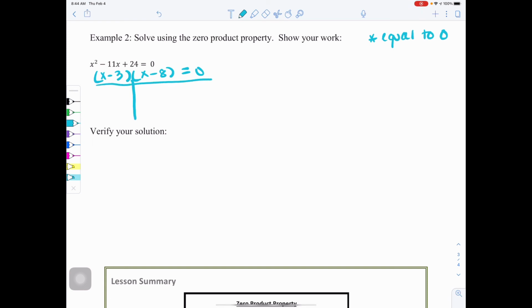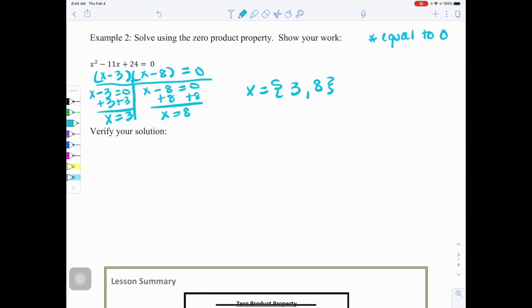We are then going to T time. We're going to split it up into the two factors. So we have x minus 3 equal to 0. If that part is 0, the whole entire thing is 0. And then we have x minus 8 equals 0. Again, if that's 0, the whole entire thing is 0. So we can solve each of these pieces. Here we will add 3 and get x equals 3. Here we would add 8 and get x equals 8. So that means I believe the solution to be 3 and 8.